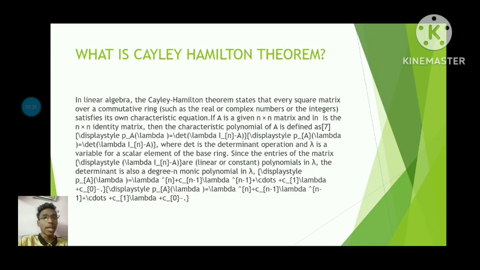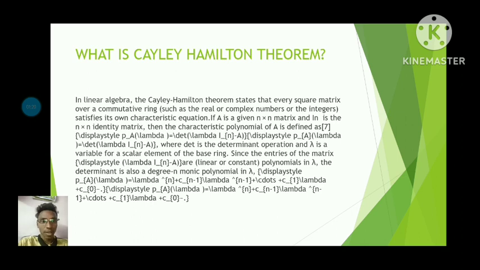Now let's see what the Cayley-Hamilton theorem is. In linear algebra, the Cayley-Hamilton theorem states that every square matrix over a commutative ring, such as the real or complex numbers or integers, satisfies its own characteristic equation. If A is a given n cross n matrix and I_n is the n cross n identity matrix, then the characteristic polynomial of A is defined as p_A(lambda) = det(lambda I_n - A), where det is the determinant operation and lambda is a variable of scalar element of the base ring.